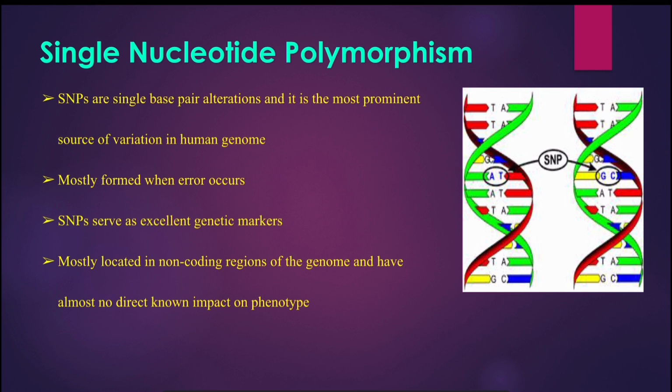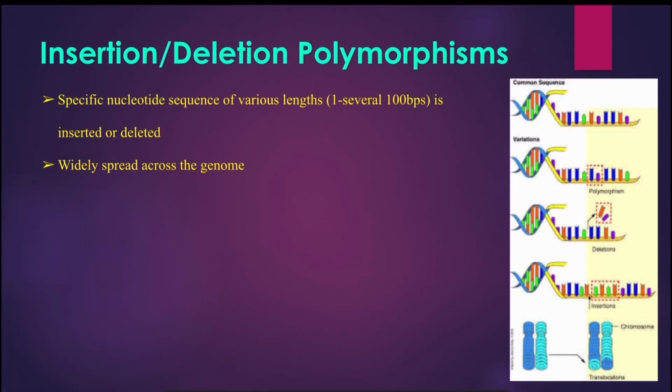SNPs are mostly formed when errors occur, such as substitution, insertion and deletion. SNPs are prominent sources of variation in the human genome and serve as excellent genetic markers. SNPs are mostly located in non-coding regions of the genome and mostly have no direct known impact on the phenotype of an individual, but their role till now remains elusive, and depending on where SNPs occur, they might have different consequences at the phenotypic level. Next, insertion deletion polymorphisms.